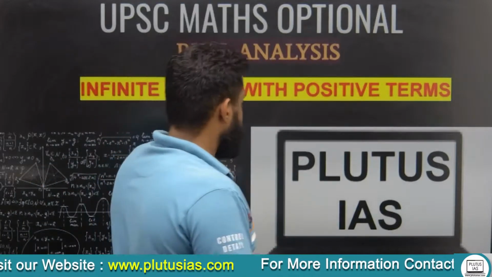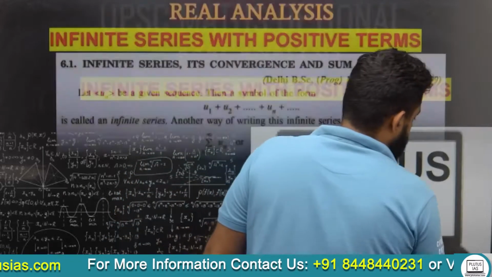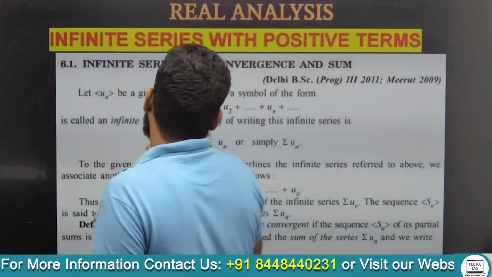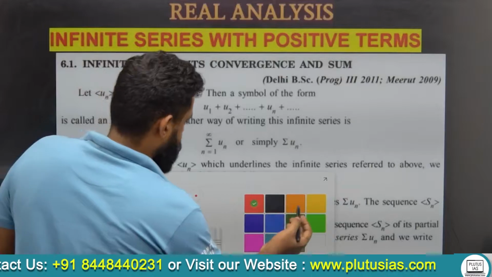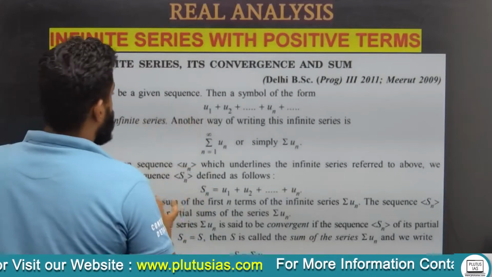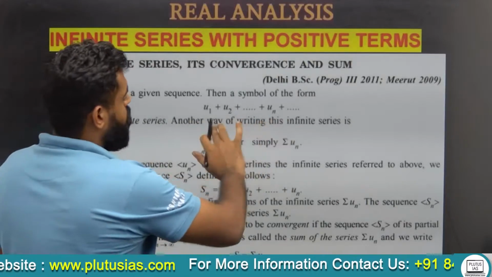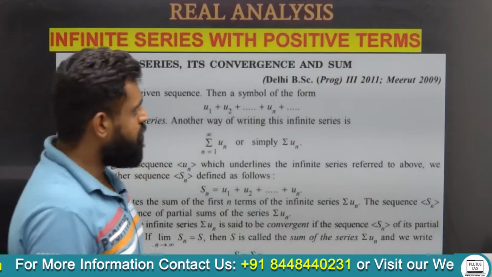So moving ahead, infinite series with positive terms, okay? So infinite series and its convergence and sum, okay? So yeah, let un be a given sequence, okay? Then the symbol of the form. So this is how we denote a sequence. You have studied it earlier also.